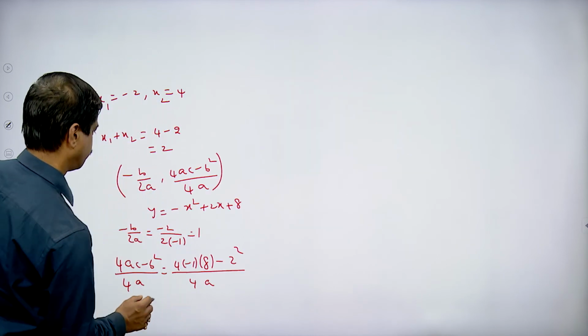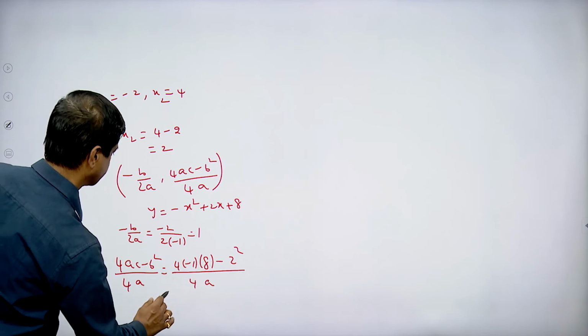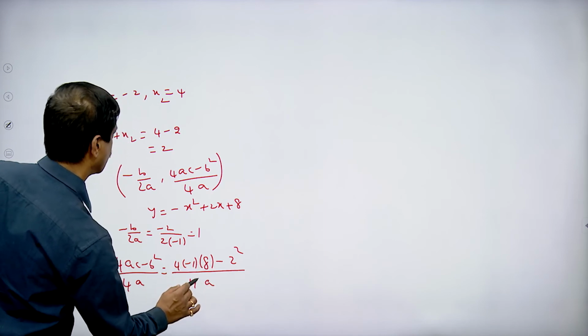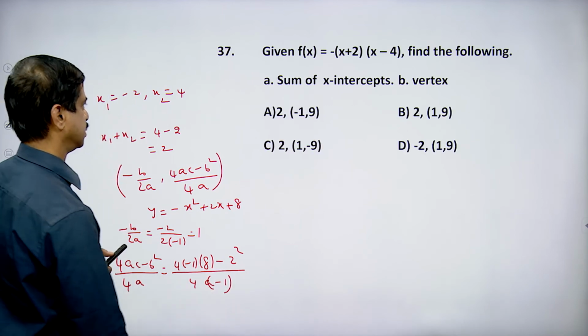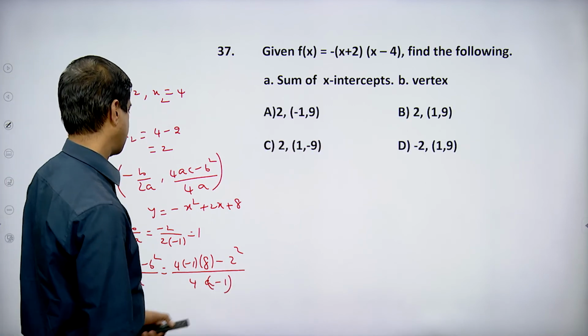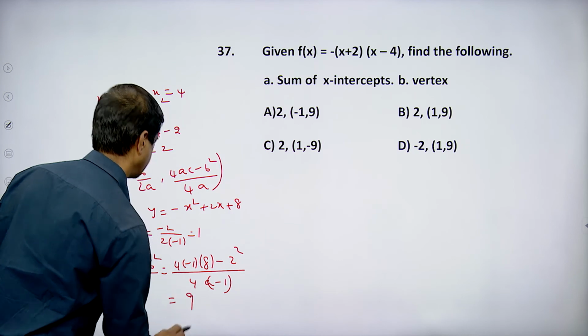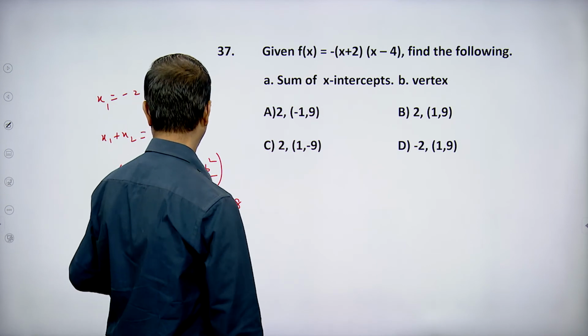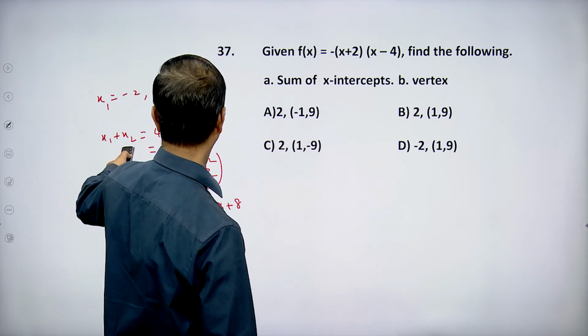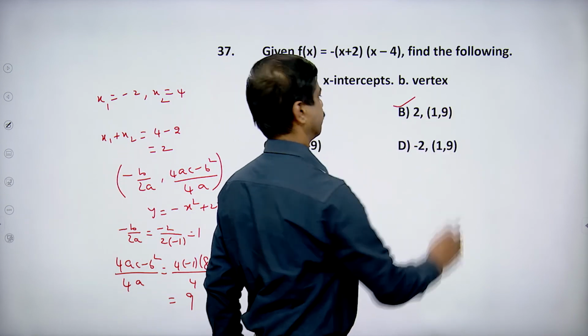Yeah. So this is minus 32 minus 4, minus 36 by what is a? We got it as minus 1. So this is minus 36 by minus 4, which is 9. So x is 1, y is 9, and the sum of this is 2. So option B. Right, children?